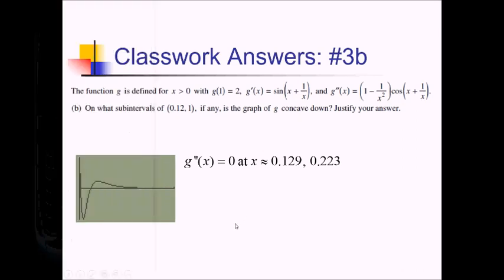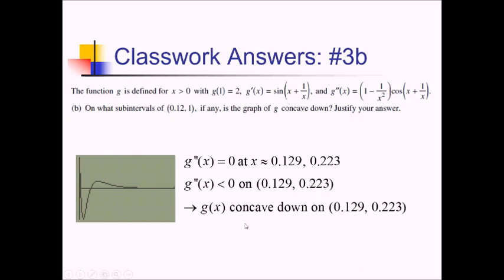All right. So what we wanted to know is where the graph was concave down. So we're basically asking where's g double prime less than 0, negative. And that's going to be between 0.129 and 0.223, which we now know what these x values are here, and we can observe from the graph that g double prime is negative between those points. So in terms of justifying my answer then, g double prime is less than 0 on this interval here, between 0.129 and 0.223. Therefore, g is concave down on this interval.